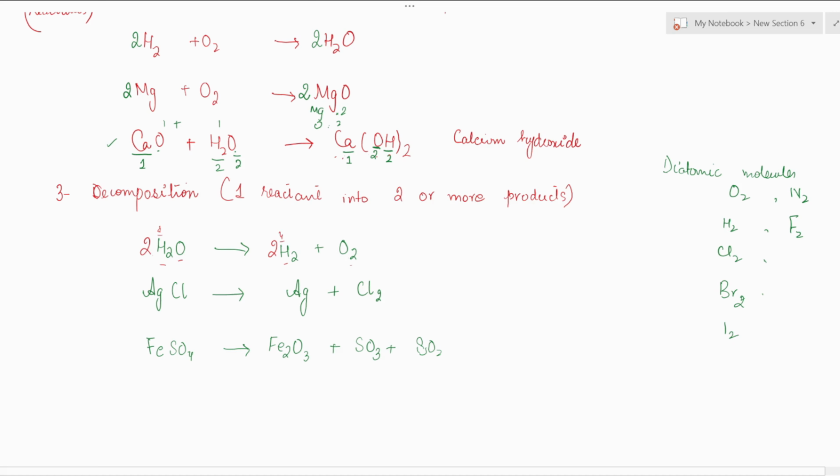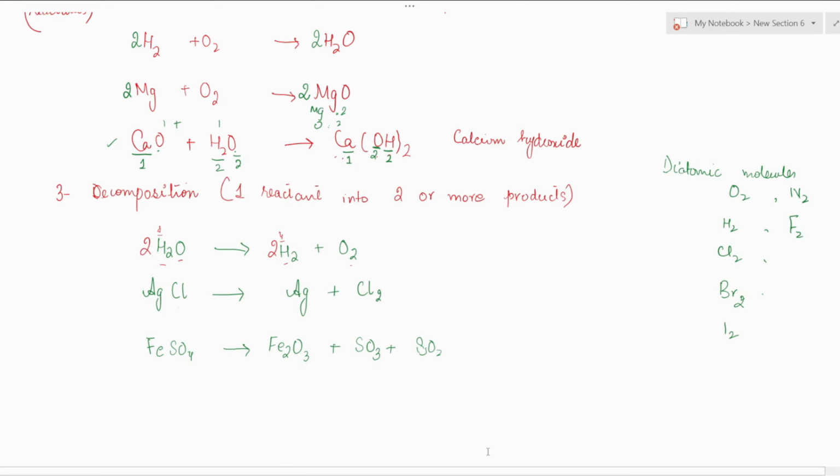Okay, you have to balance the next one because the last one is a difficult one. I need to balance that. Okay, silver chloride, balance this one. Two. Good. Okay, let's move to the last one.